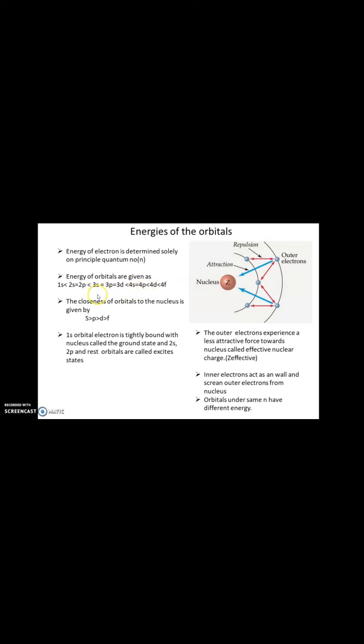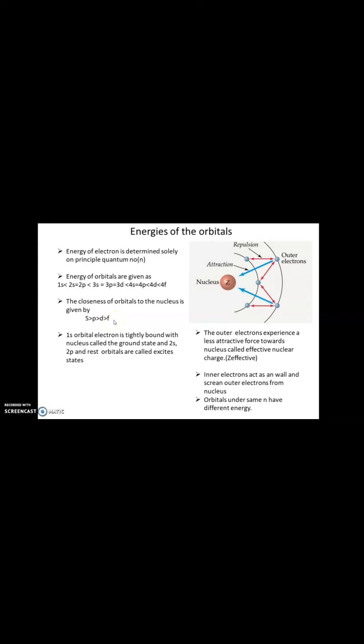Now another point is that the closeness of the orbitals to the nucleus is given by the s orbital, then the p orbital, then the d orbital, then the f orbital. The s orbital is the closest to the nucleus, then p, then d, and ultimately the f orbital is at the largest distance from the nucleus.